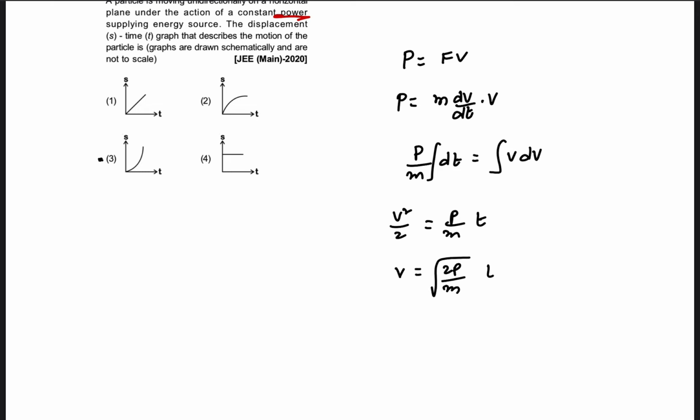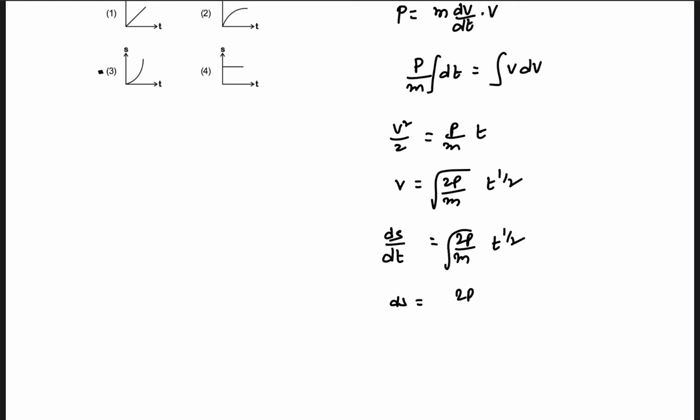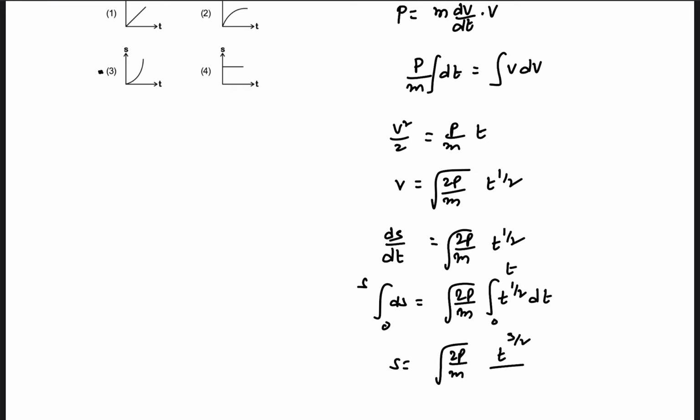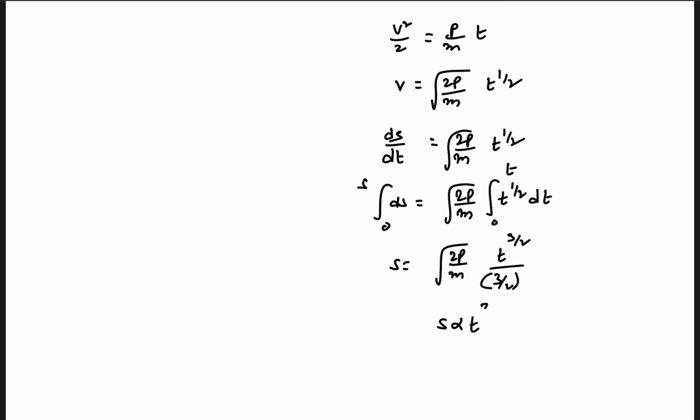v is equal to root over 2P by m into t to the power of 1 by 2. Again, I want ds by dt, the s value. ds by dt is equal to root over 2P by m into t to the power of 1 by 2. So I can write ds is equal to root over 2P by m into t to the power of 1 by 2 into dt. Integrate that again, 0 to t and 0 to s. I can write s is equal to root over 2P by m into t to the power of 3 by 2 whole divided by 3 by 2.